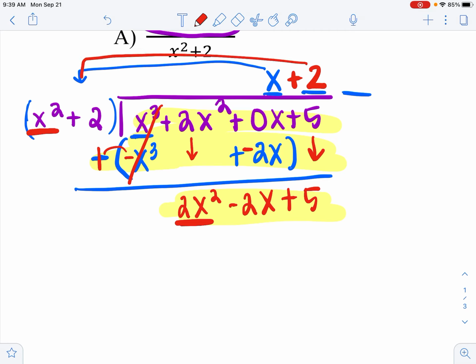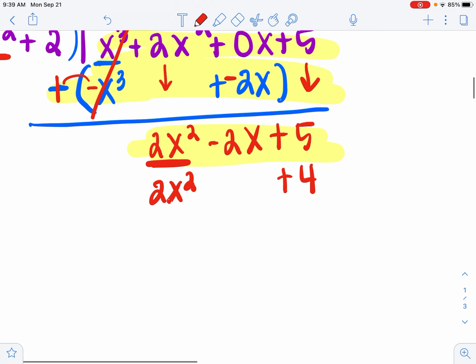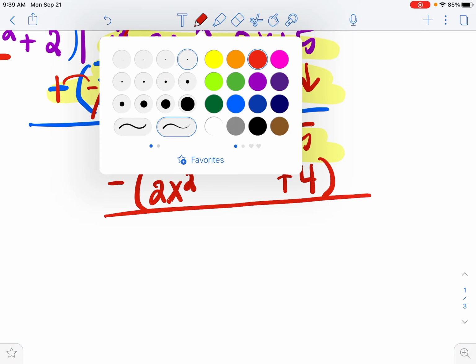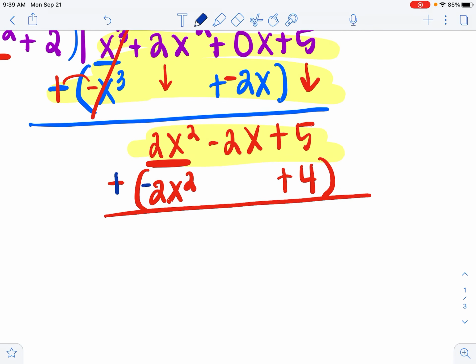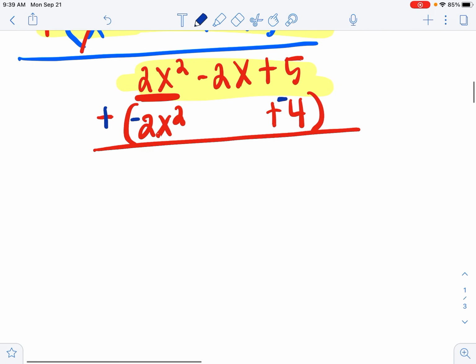Whenever I put anything up here, I have to multiply everything out here by it. So 2 times x squared is 2x squared. 2 times 2 is 4, and I'm putting the 4 underneath the 5 because those are the like terms. And I'm going to subtract this. I hate subtraction. I'm going to change it to addition and distribute the negative. 2x squared and negative 2x squared cancel. Negative 2x and 0x's is negative 2x. 5 and negative 4 is 1.